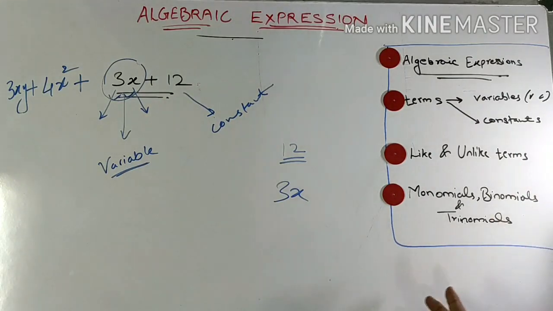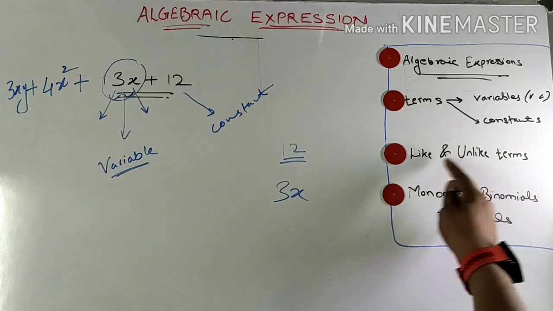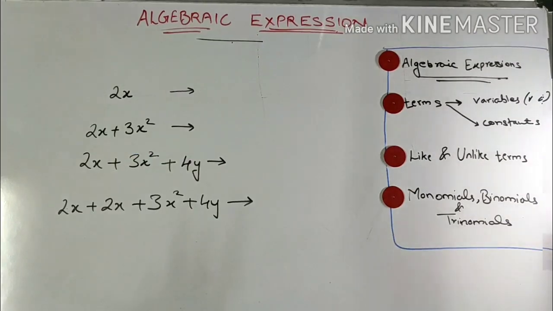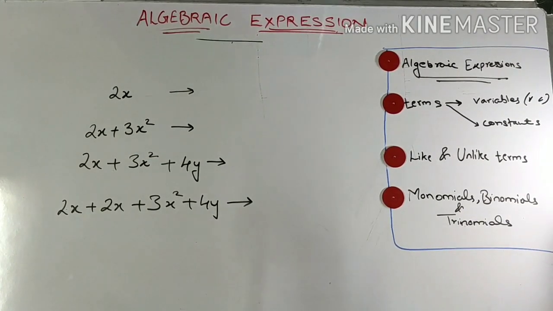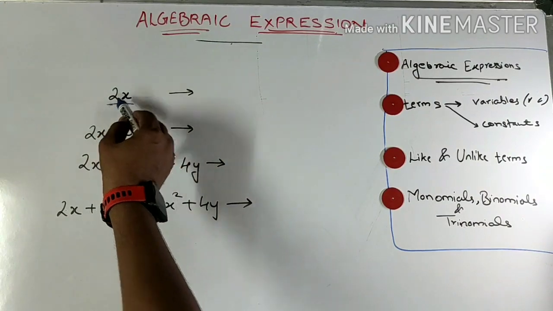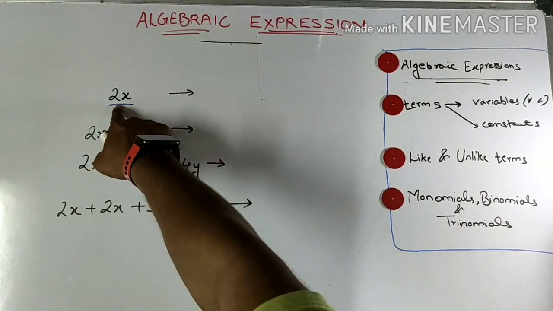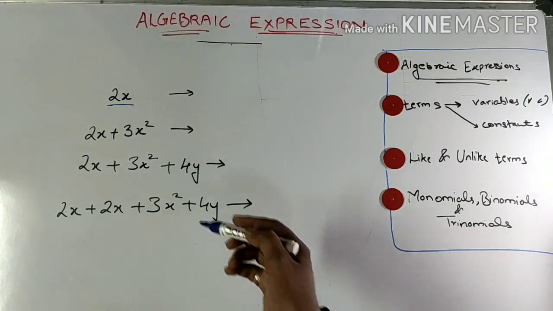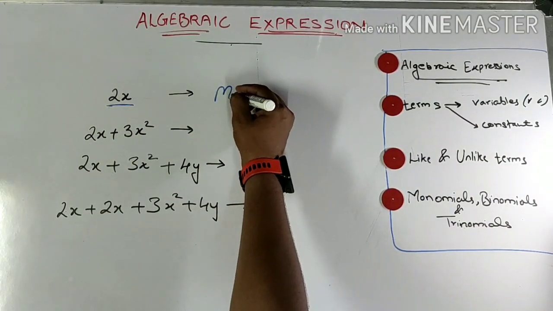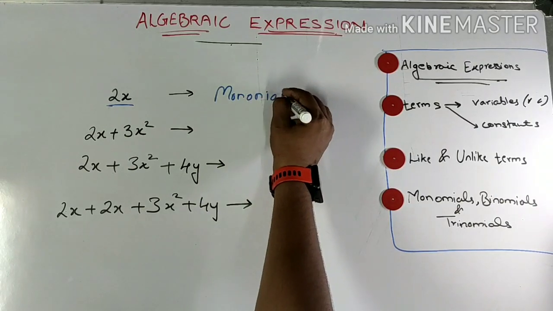So based on the number of terms, how is an algebraic expression classified into monomials, binomials and trinomials? We'll learn in the further segment. Okay, consider these terms. The first algebraic expression has only one term, that is 2x. The coefficient is 2, x is my variable. So whenever the algebraic expression has only one term, it is called a monomial.